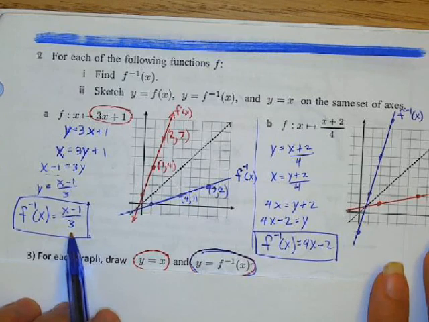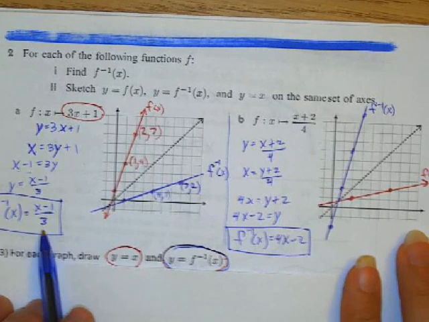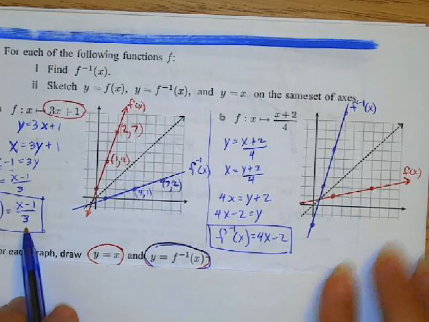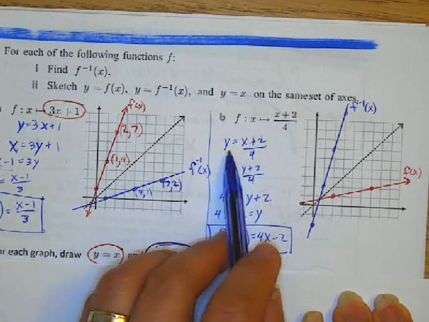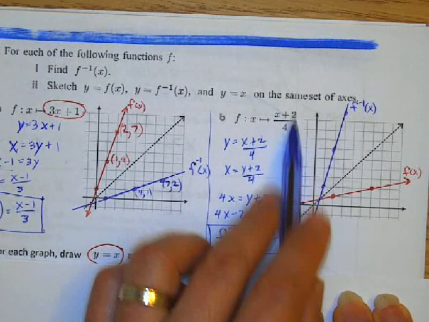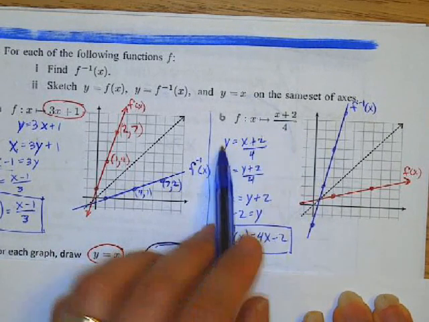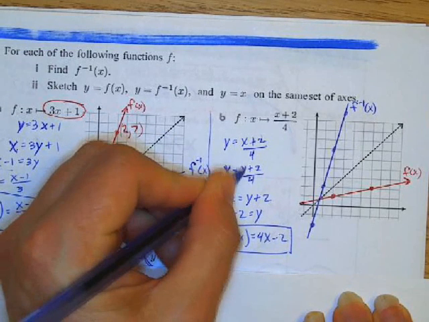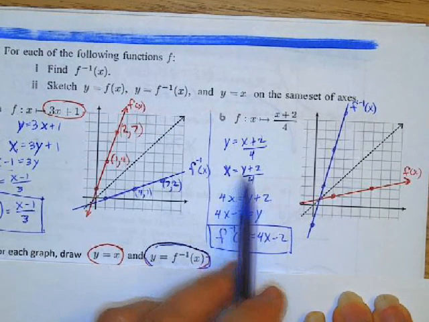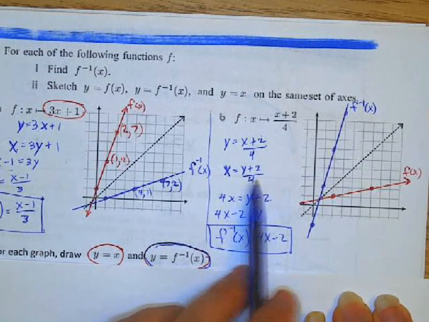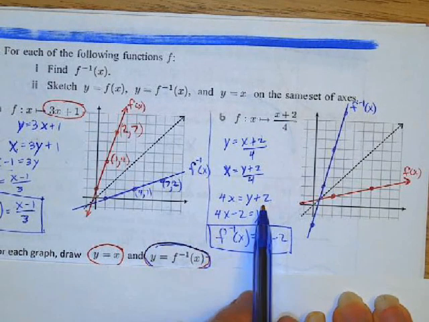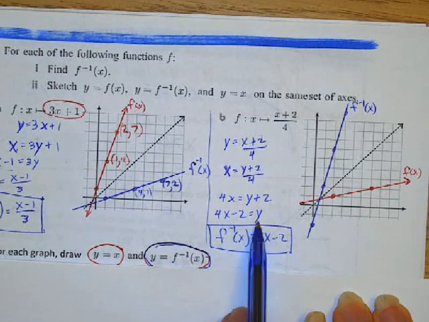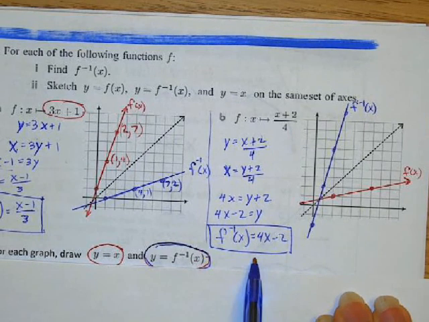Let's look at the one over here. I've got y equals x plus 2 over 4. I'm going to change this y into an x, and that x into a y. Then to solve for y, I have to multiply both sides by 4, then subtract 2 from both sides, and now I've got my inverse function.